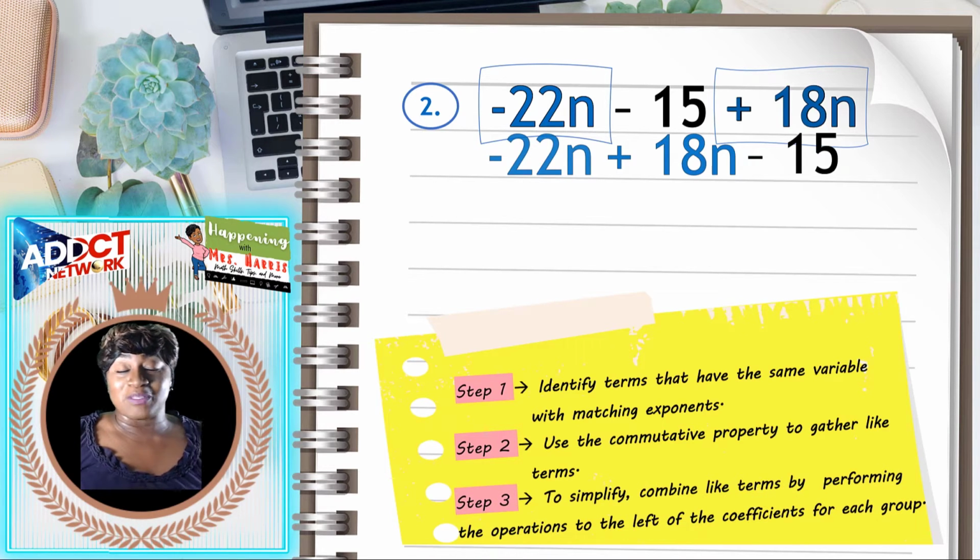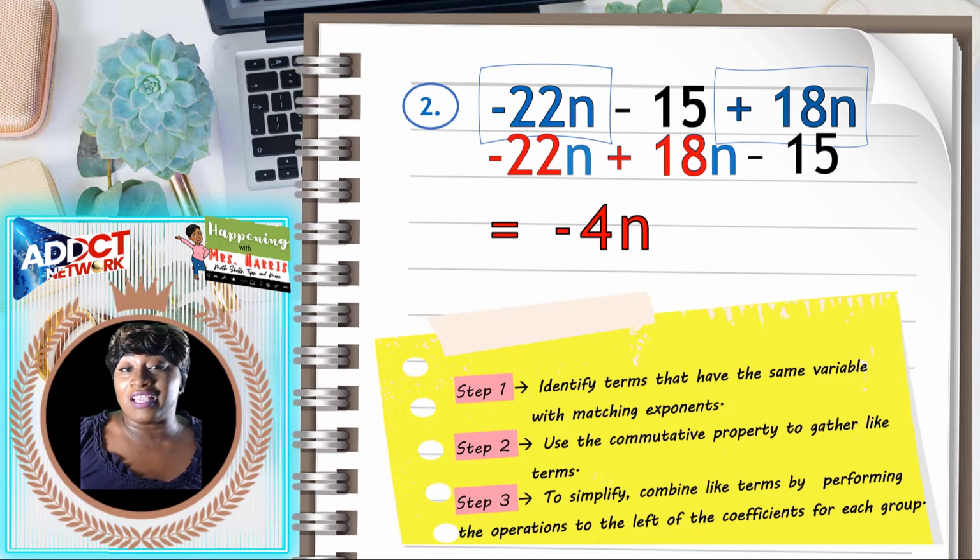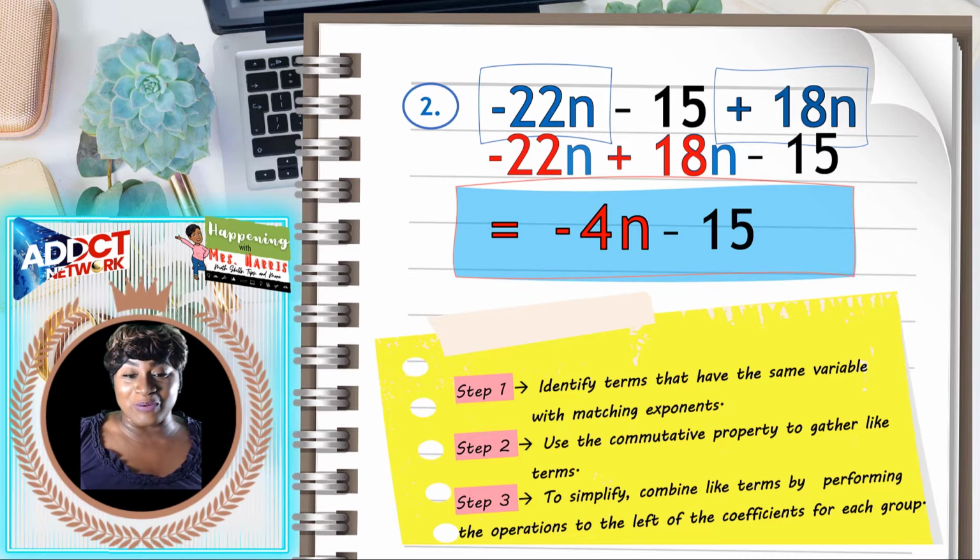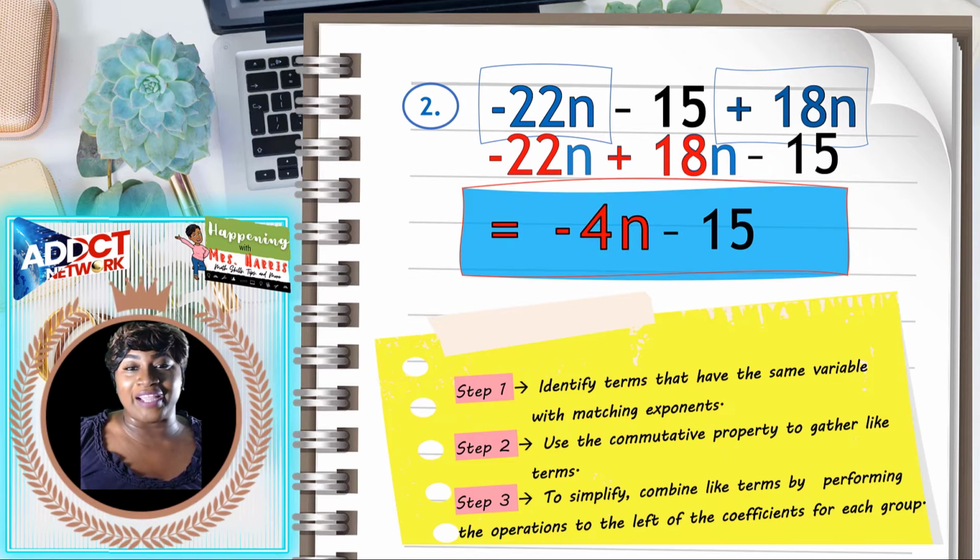Now, step 3. To simplify, we will combine like terms by performing the operation to the left of the coefficient for each group. So negative 22, we will combine it with the other coefficient plus 18. If we add negative 22 plus 18, that will leave us with negative 4n. Don't forget the n. And the minus 15, we'll just bring it down since it doesn't have a match. Therefore, our final solution equals negative 4n minus 15.